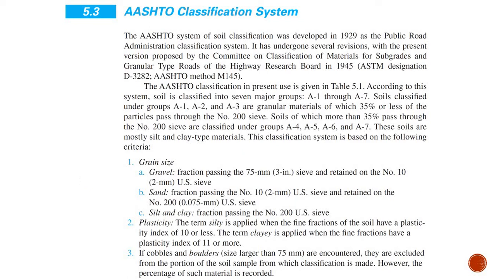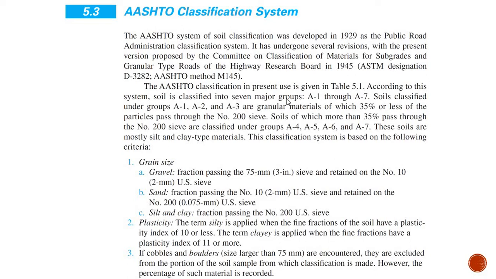AASHTO classification system. The AASHTO system of soil classification was developed in 1929 as the Public Road Administration classification system. It has undergone several revisions, with the different versions proposed by the Committee on the Classification of Materials for Subgrades and Granular Type Roads of the Highway Research Board in 1945. So this is the ASTM designation D3282 or AASHTO method M145.